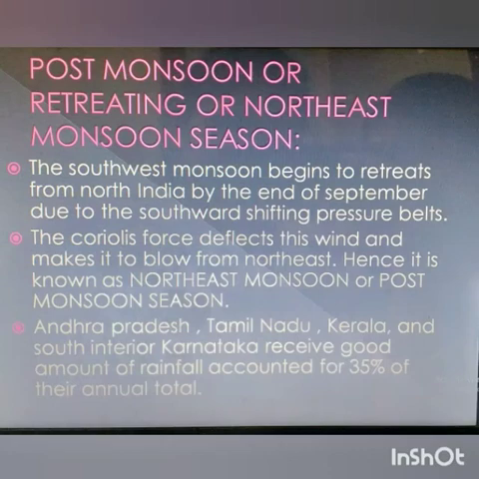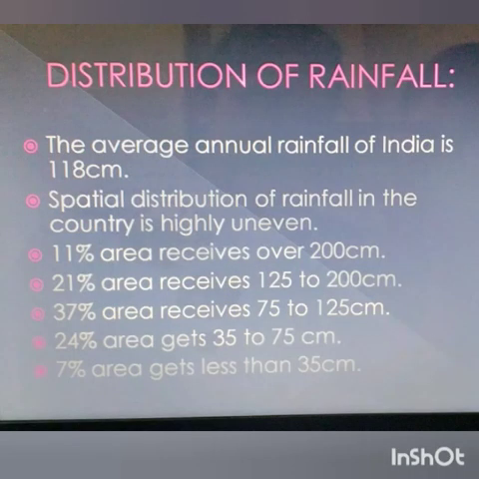Next, we see about the retreating or northeast monsoon season. The southwest monsoon begins to retreat from North India by the end of September due to the southward shifting of pressure belts. The Coriolis force deflects this wind and makes it blow from the northeast. Hence, it is known as the northeast monsoon or post-monsoon season. Andhra Pradesh, Tamil Nadu, Kerala and entire Karnataka receive a good amount of rainfall, accounting for 35% of their annual total.